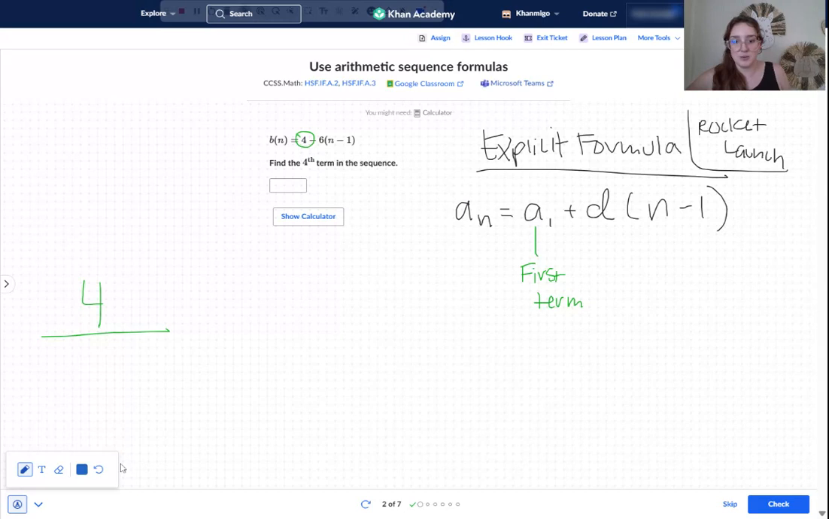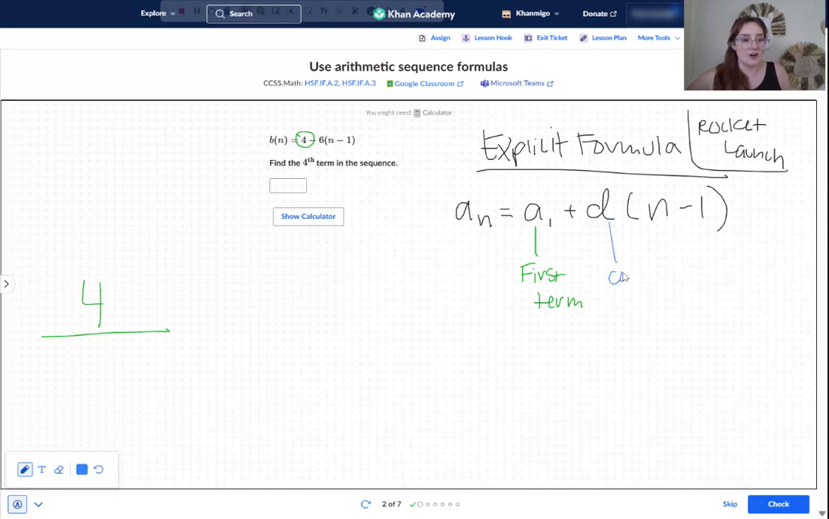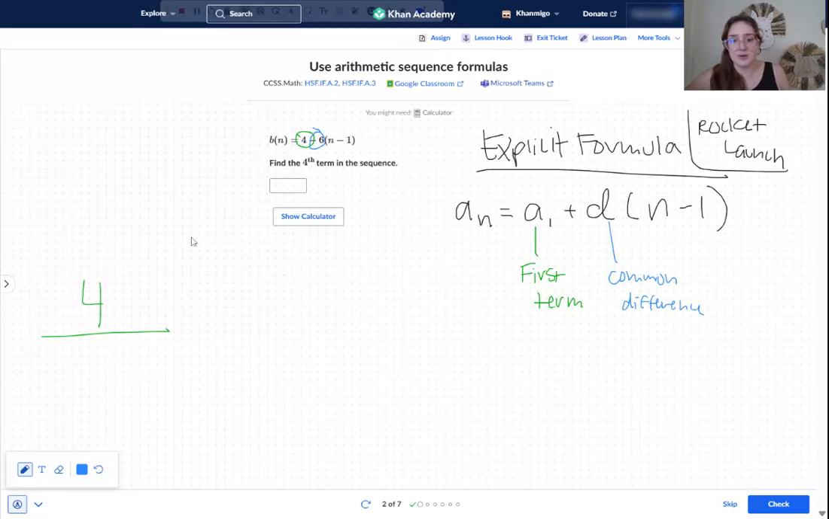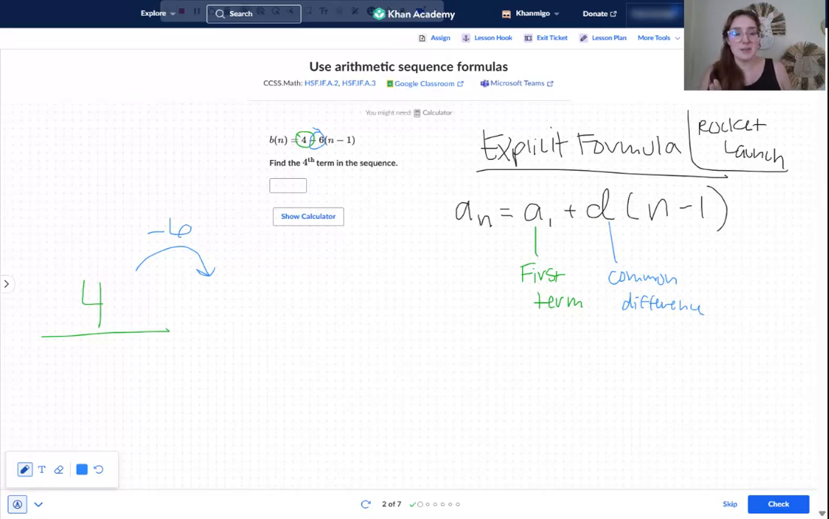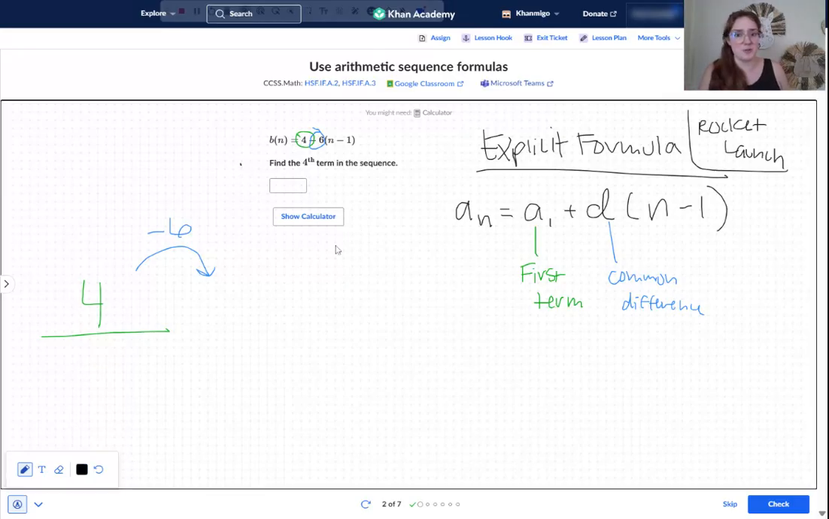And then what other information are they telling us? D, this is the common difference. And we can see that's there. We're going to be subtracting 6. So the pattern is we're subtracting 6 each time. Now, because this topic is just using the sequence, you can use the explicit formula. But because we only want to find the fourth term, I feel like it's going to be easier if we just use the recursive formula. So they gave us the explicit formula, but we can just use the recursive formula, aka bunny hop, right?